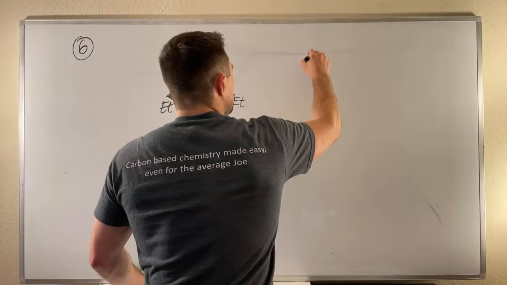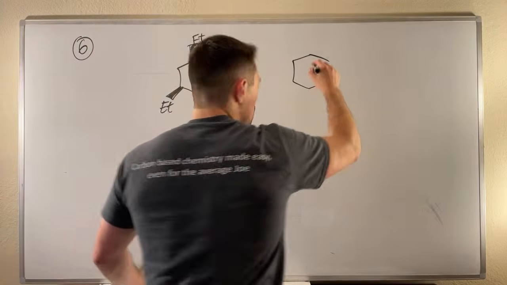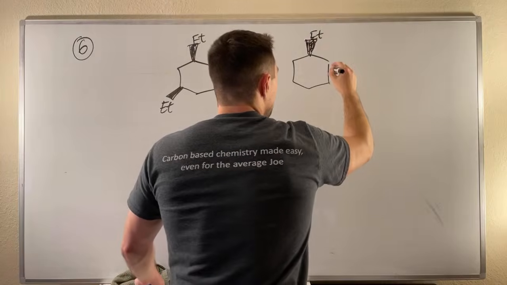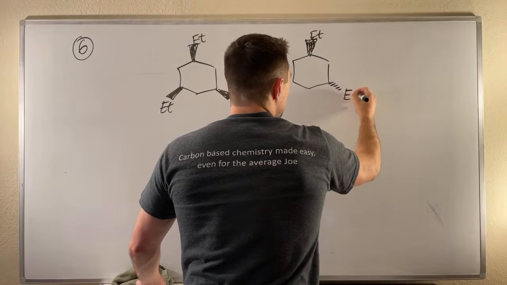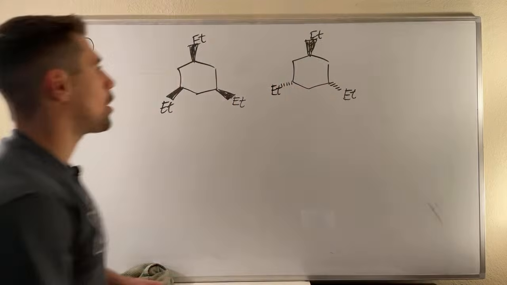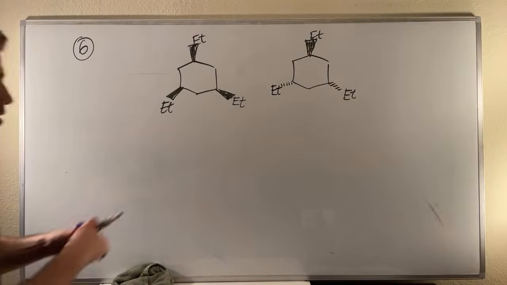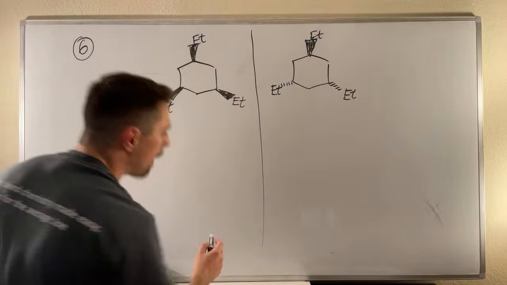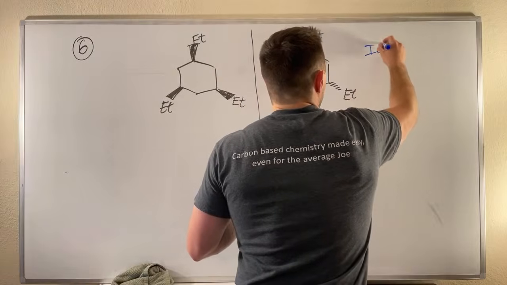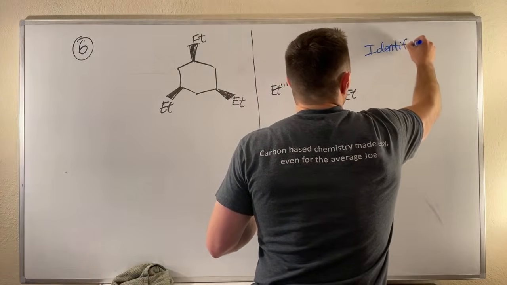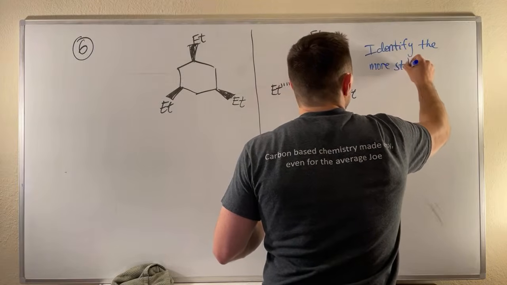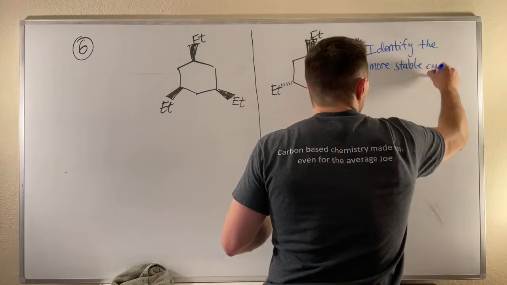And then we have something that looks like this. Ethyl as a wedge on top, but on the other 2 positions, we have dashes like that. Okay, cool. So these are 2 different structures. The problem we have at hand here is: identify the more stable cycloalkane.